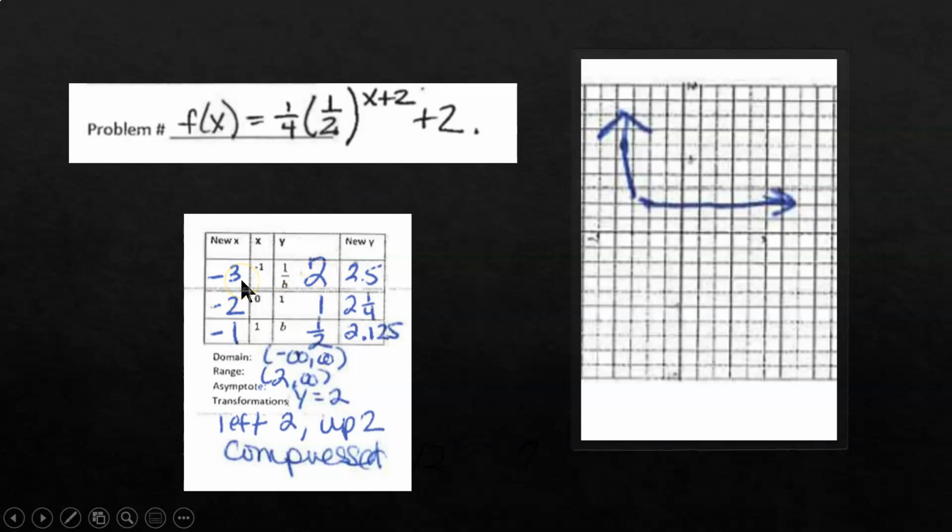Last one, your new x is -3, -2, -1. Your new y, 2.5, 2 1/4, and 2 1/4. There should be a quarter. So domain is -infinity, infinity. Range is 2, infinity, because there's your k, there's your asymptote. y equals 2. It's left 2, up 2, and it is compressed.